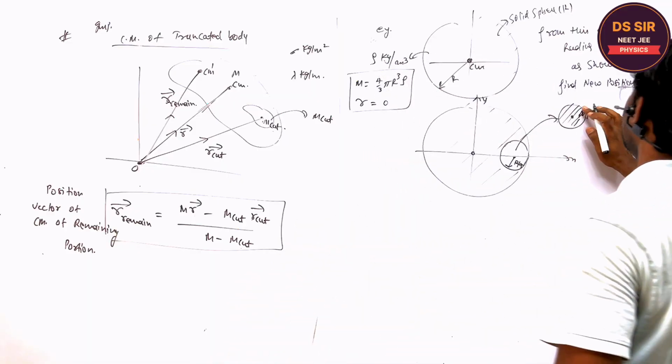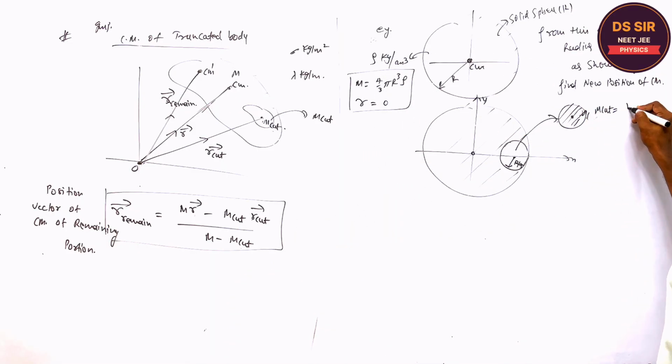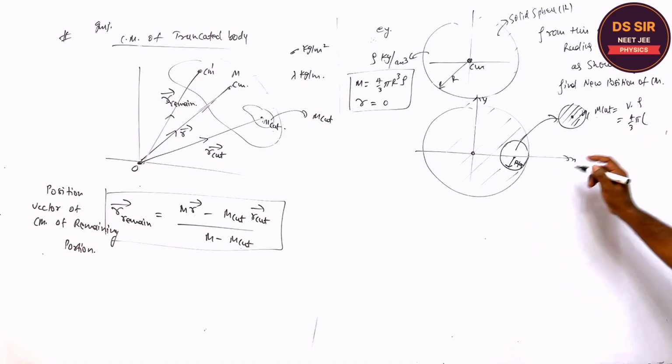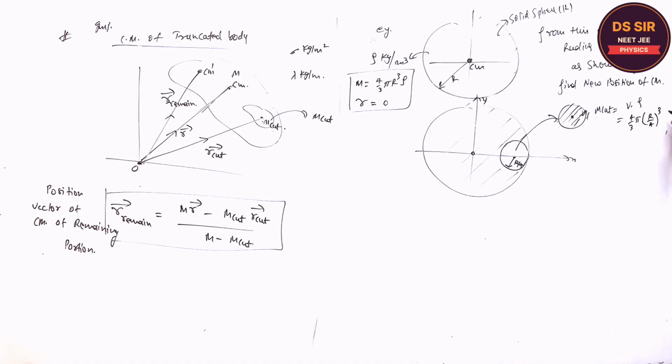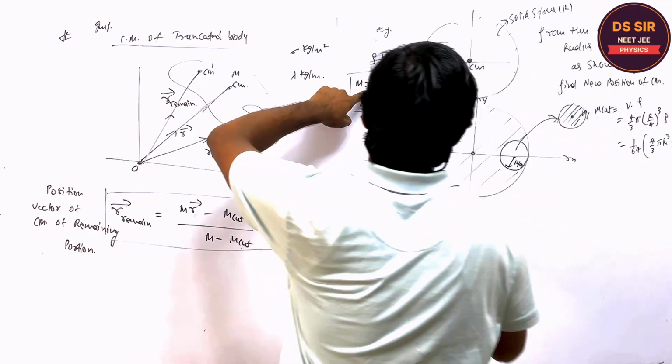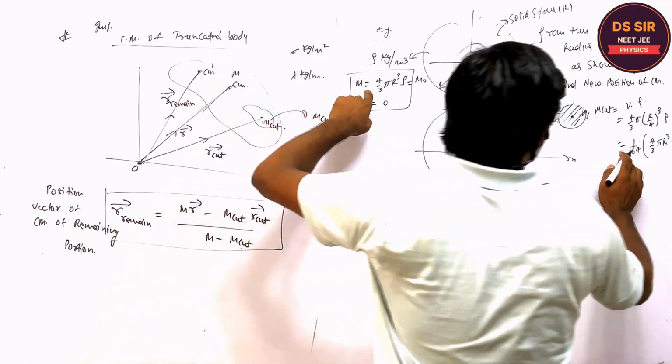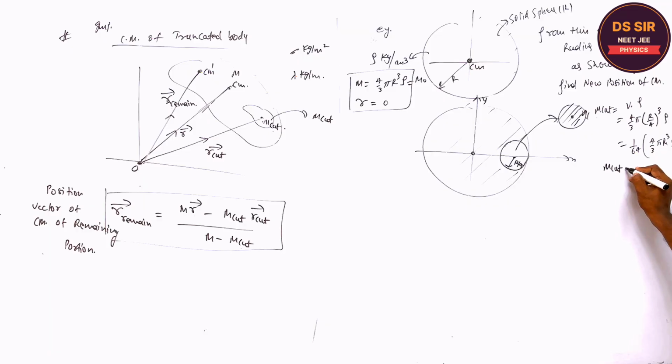Can you find? Yes. The m cut is nothing but volume into density. 4 upon 3 pi, r by 4 whole cube, into rho. So this is 4 upon 3 pi r cube into rho divided by 64. Is it clear or not? This is the m cut. Right? So if I assume this to be m naught, the m cut will be equal to m naught by 64. So it makes simple calculation. Is it clear or not?